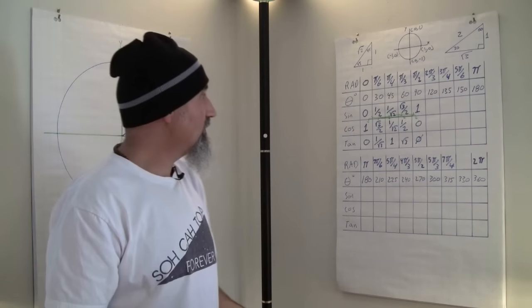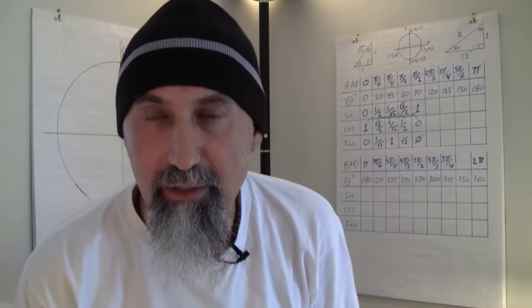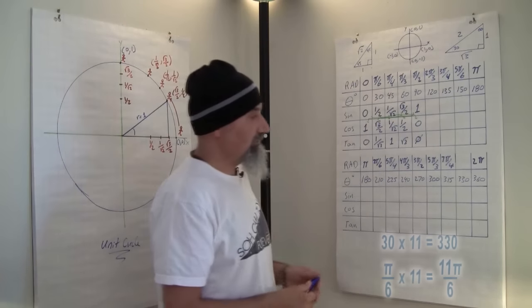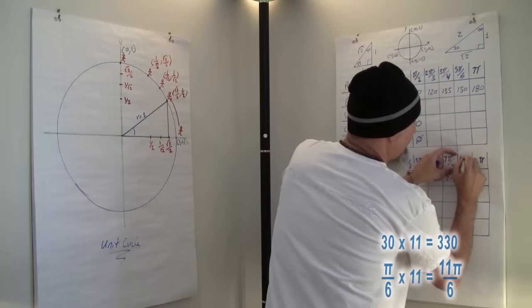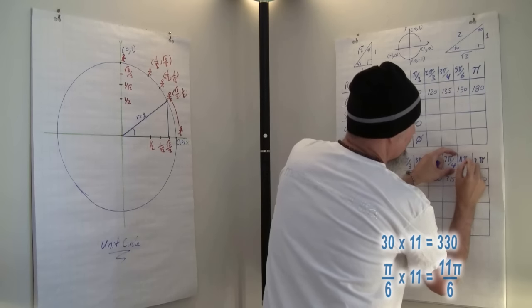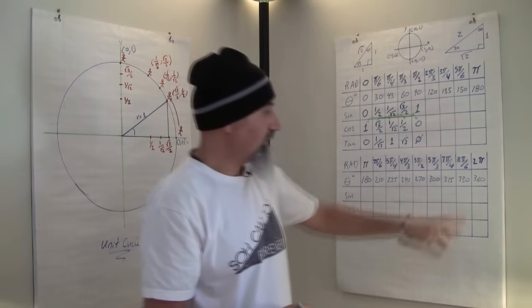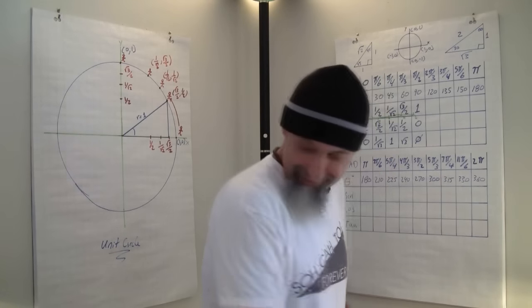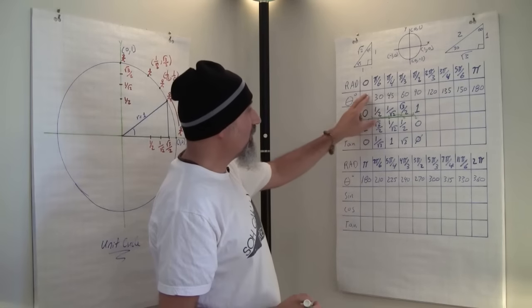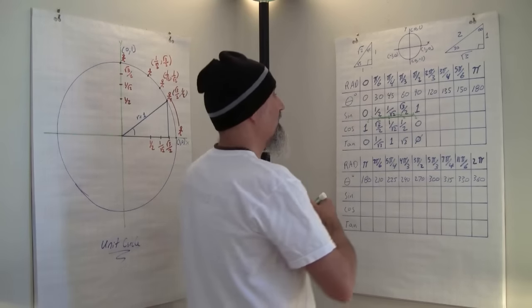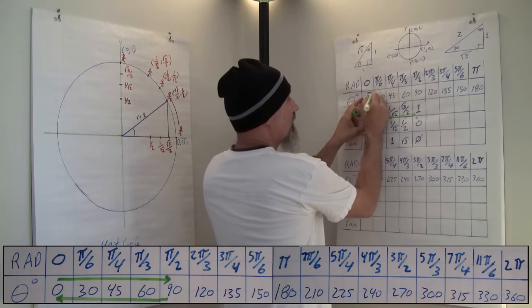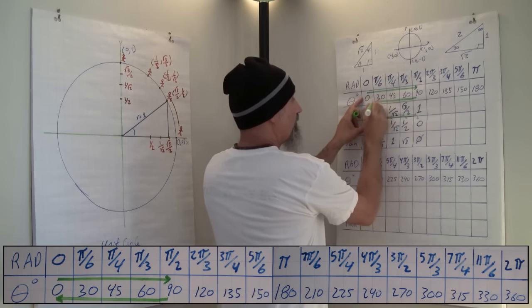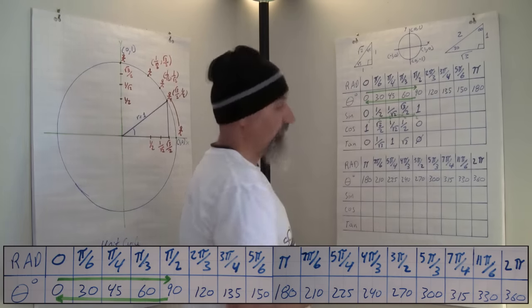And 330 degrees, I'm going to get there using 30 degrees. 30 times 11 is 330. So 11 times pi over 6. So 11 pi over 6, and then we have 360 degrees, which is 2 pi. And one thing you should have noticed here as well is the symmetry within this, right? Because all we're doing is sort of doing a rotation like this. We're going to 90 and then we're coming back. Okay.